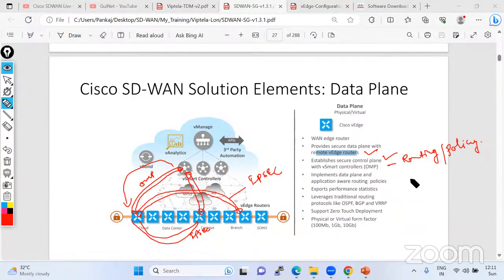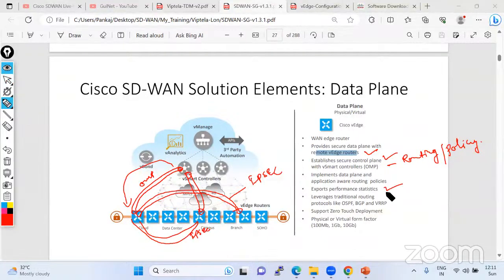The next one is implementing data plane, application-aware routing, policies, everything. You can do the policy implementation: data plane policy, localized policy, application-aware routing policy. You can define all of these on these routers, and export the performance statistics, meaning how your router is performing, all the interface utilizations, your graphs, QoS and other parameters. If you want to export that, it can be easily done by this data plane device, that is a vEdge router.